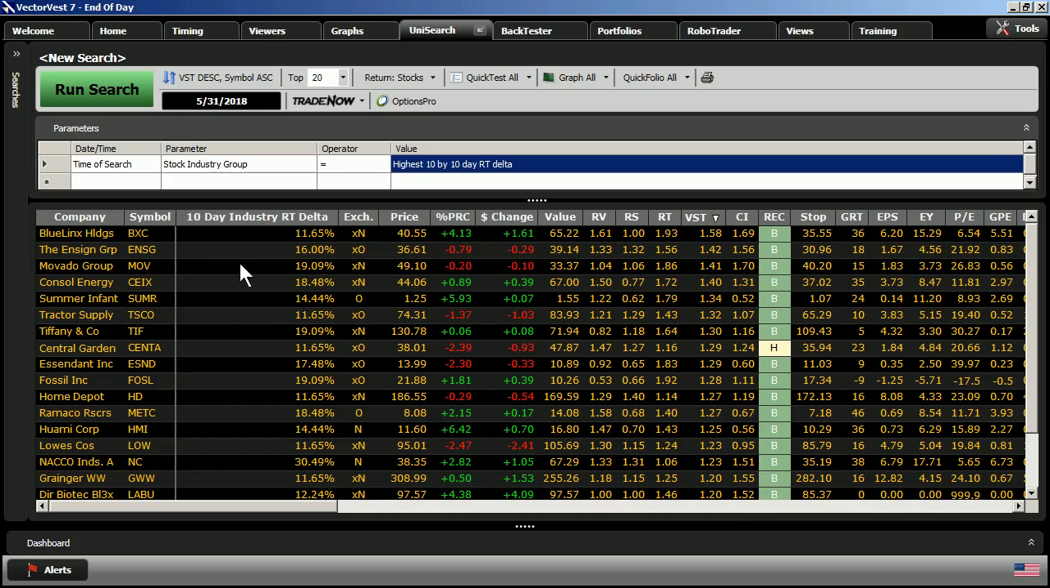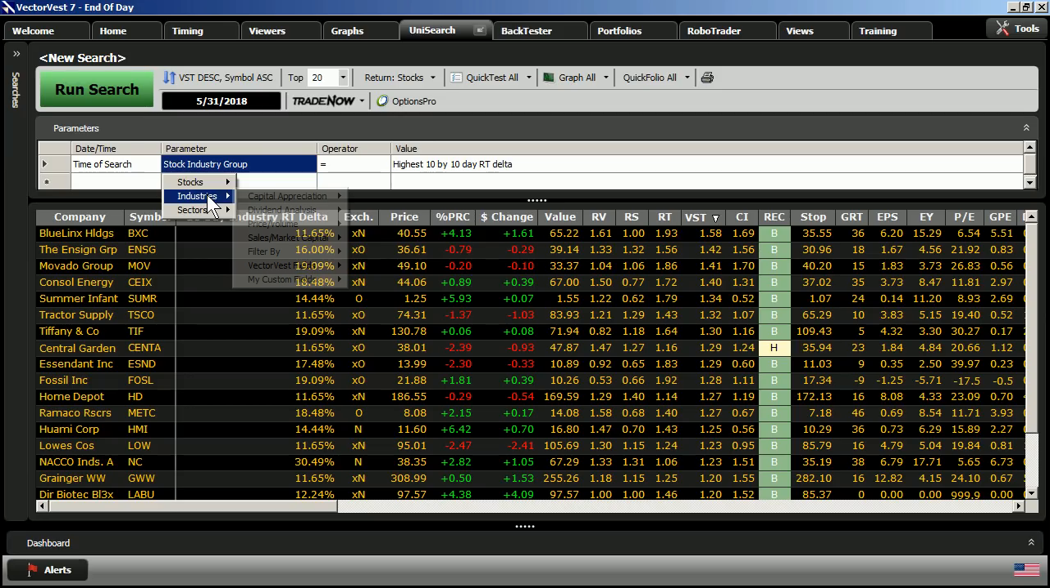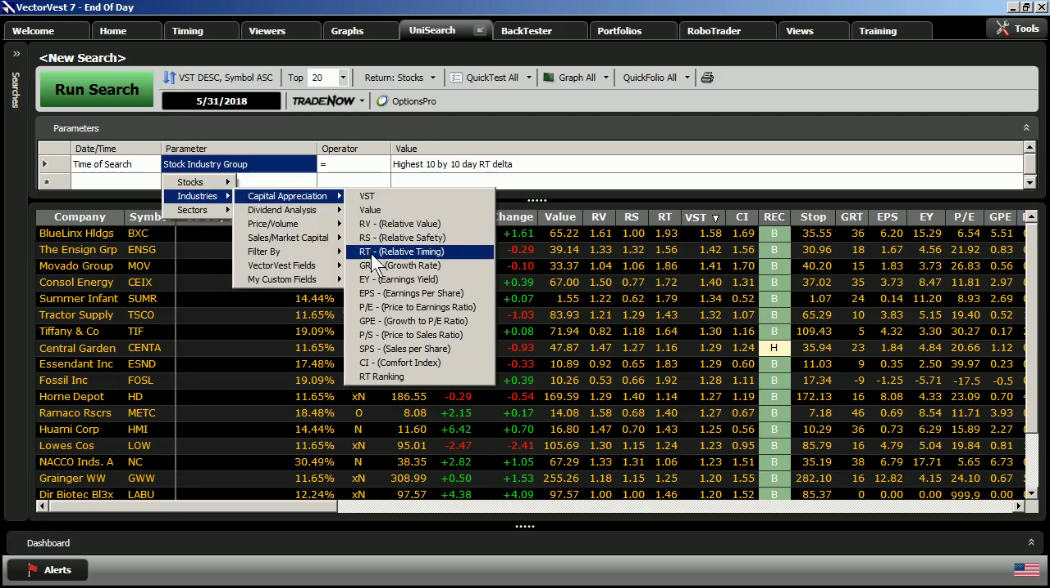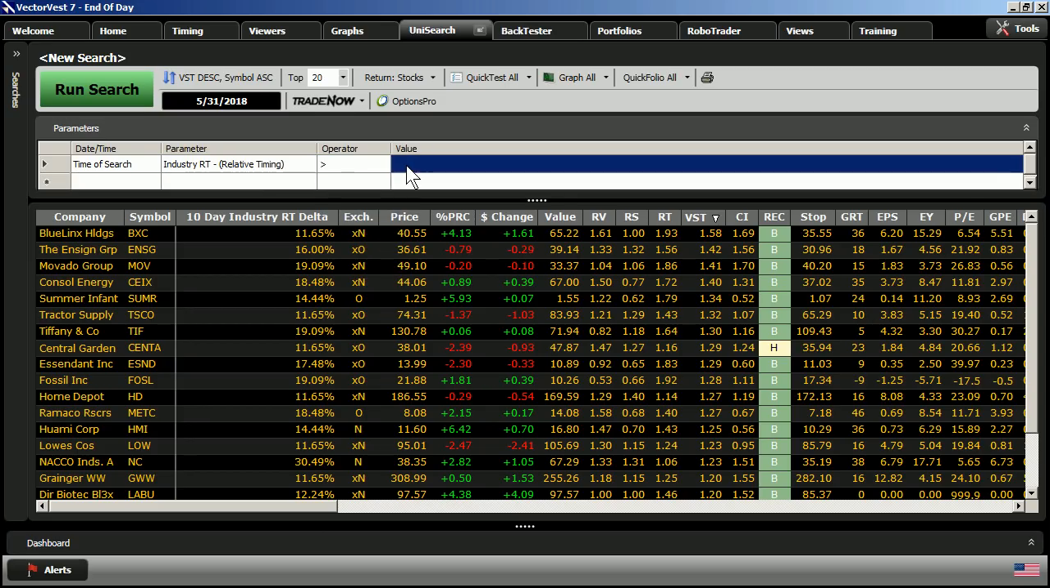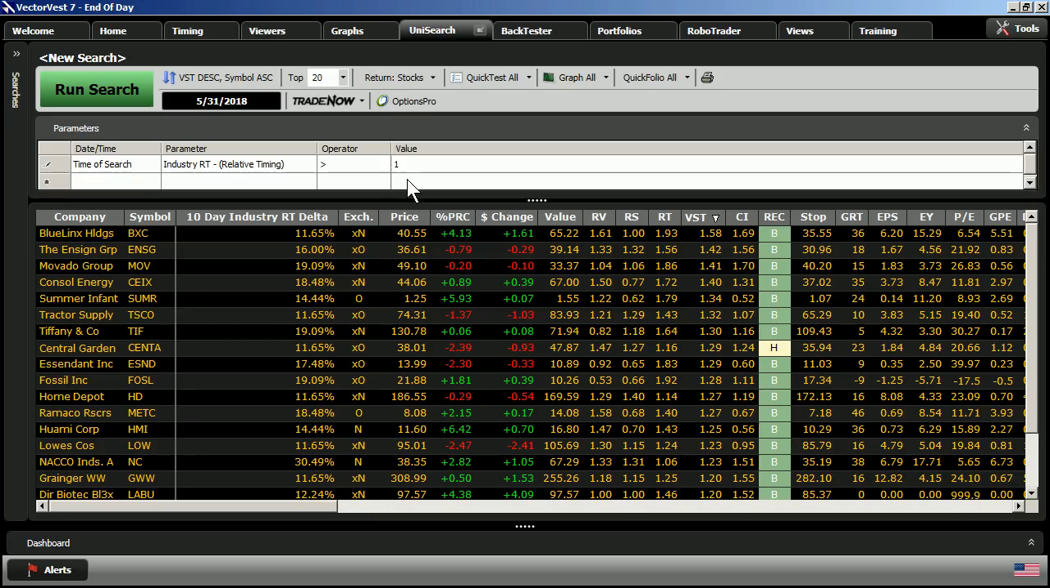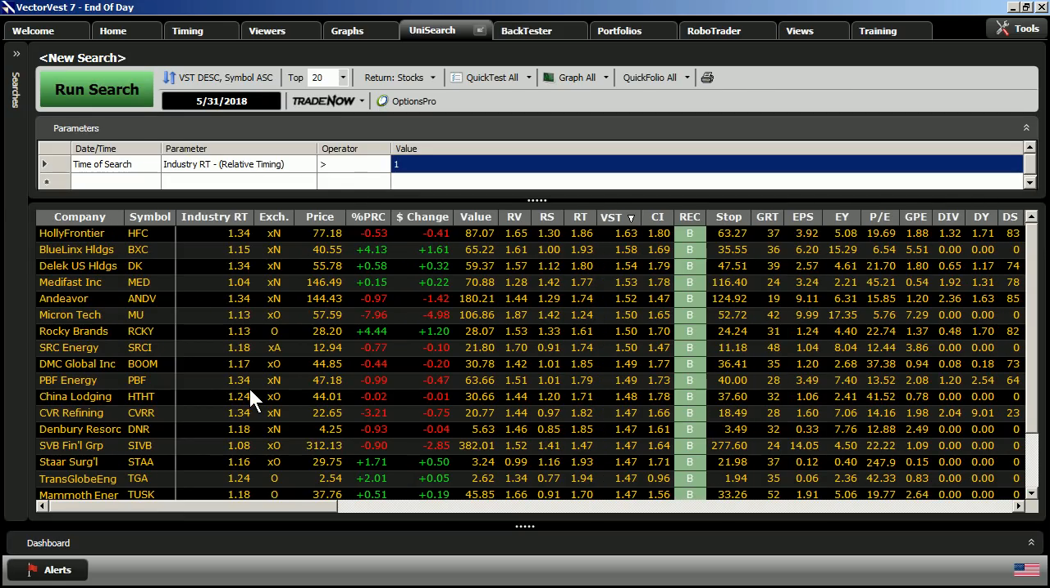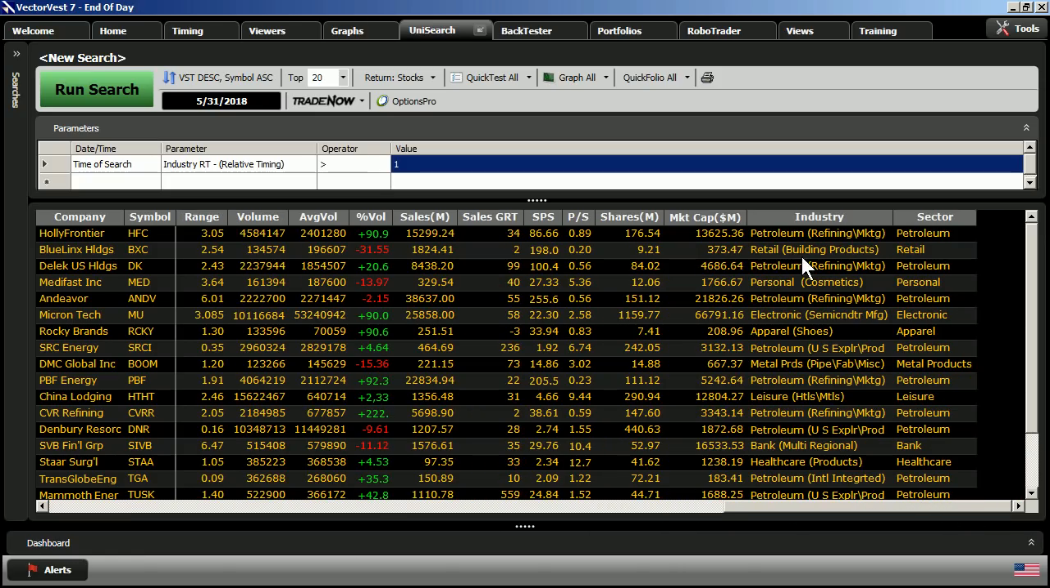For our final building block, let's change our parameter to the industry's RT value. So we're going to look for an industry RT greater than a custom value of 1. In other words, show me stocks now that are in industries that have an RT value above 1. If I run the search, all of the stocks that are in those uptrending industries are listed by VST order. Again, we'll have a lot of overlap, so you want to make sure to enforce industry and sector diversification.